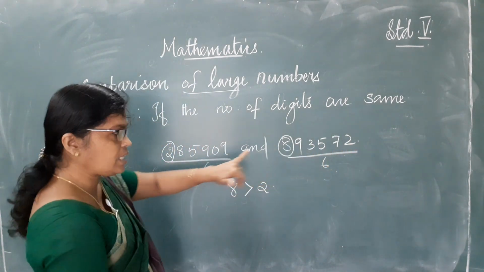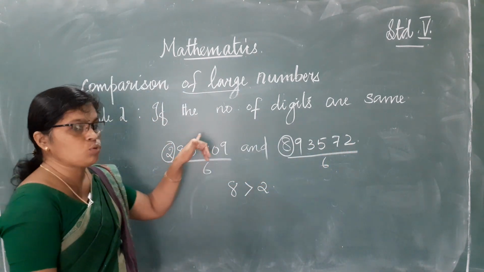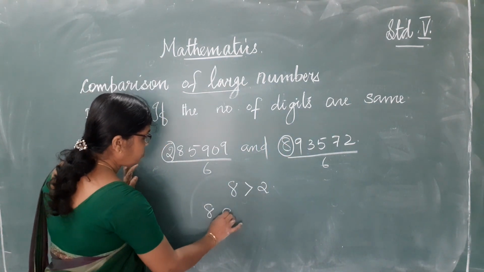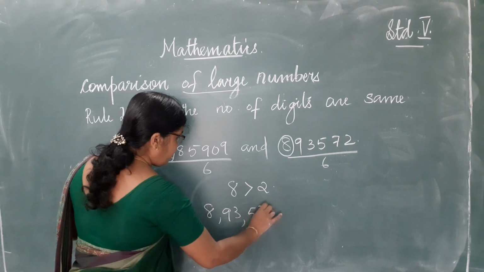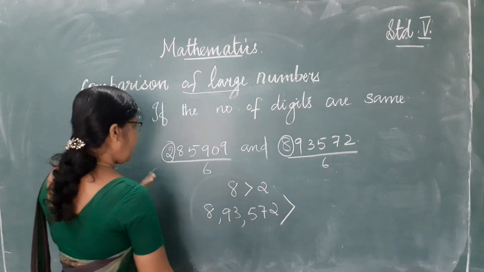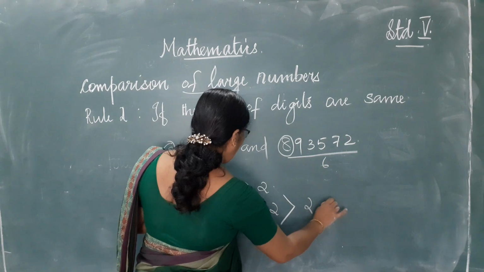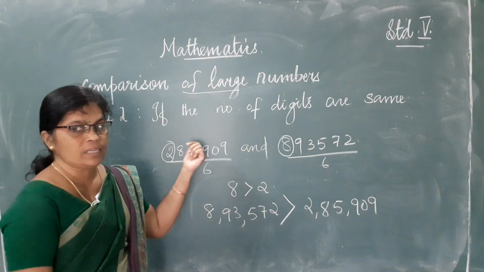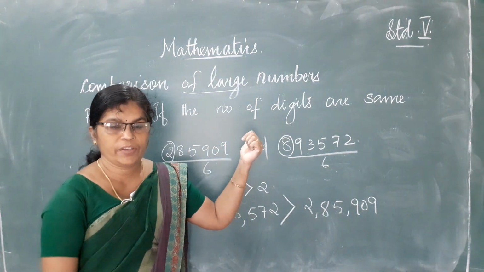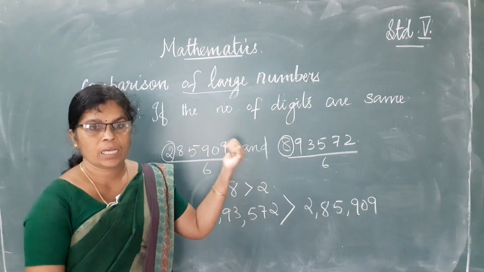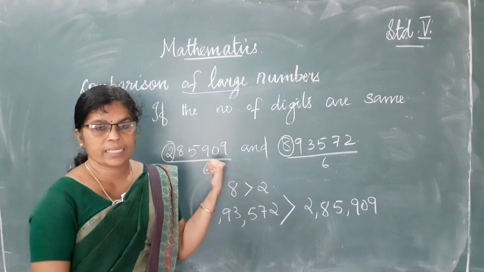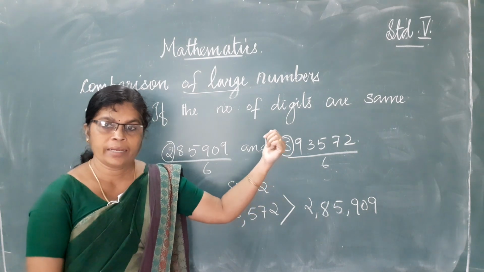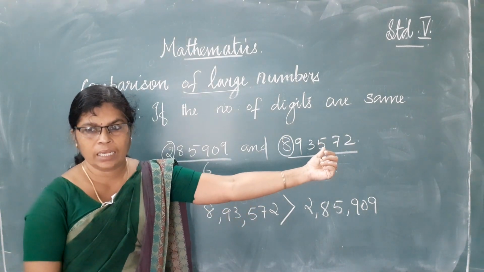8,93,572 is greater than 2,85,909. So here 8,93,572 is greater than 2,85,909. So if the number of digits are same, what do we have to do? We have to compare the left extreme digits. In the left extreme digit, whichever digit is greater, that number will be the greater number.